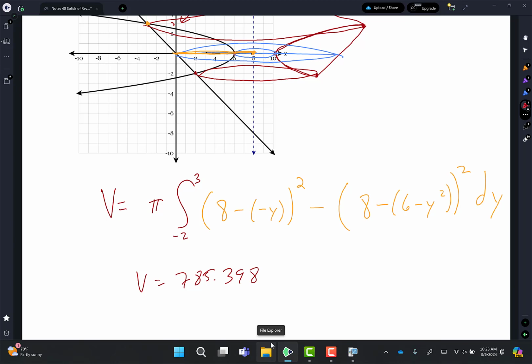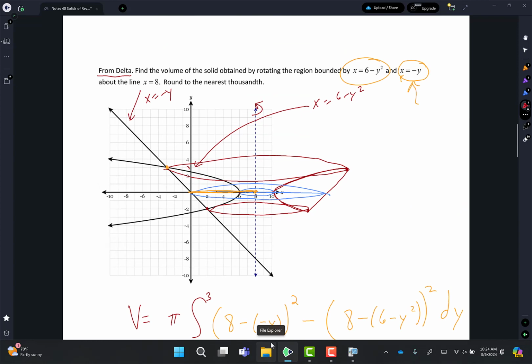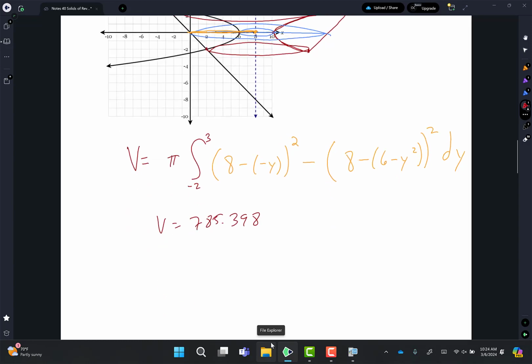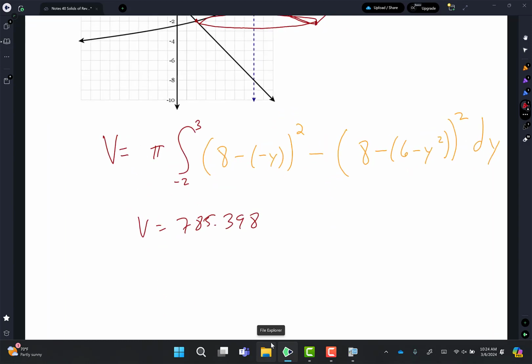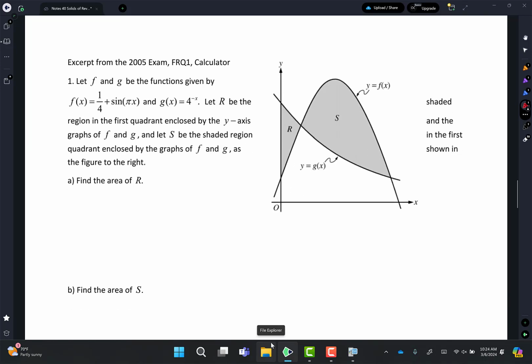How are we feeling? Oh, yeah, I don't have units. If it had units, you would put cubic units or whatever. Oh, we put the pi in there. We're okay so far? What's up, Ian?